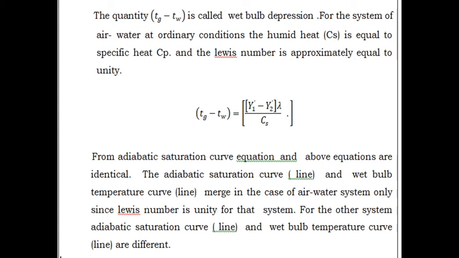This is a 2 mark question. What is wet bulb depression? The difference between dry bulb temperature and wet bulb temperature is called wet bulb depression. Tg is the dry bulb temperature, Tw is the wet bulb temperature.